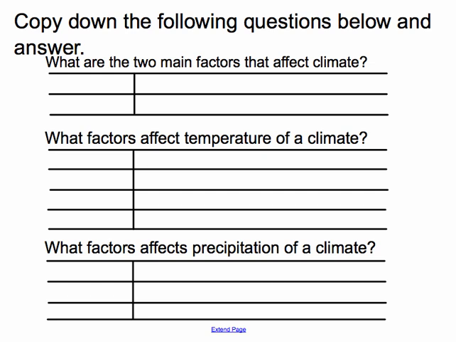I would copy down the following questions below and answer them. So there's three questions that you need to know. What are the two main factors that affect climate? What factors affect temperature of a climate? And then what factors affect precipitation of a climate?